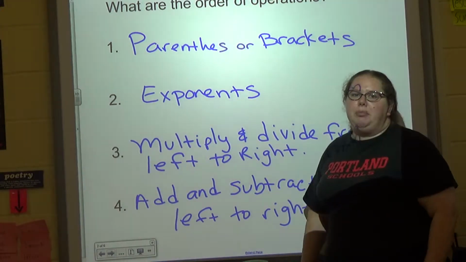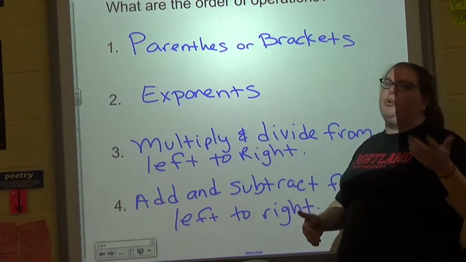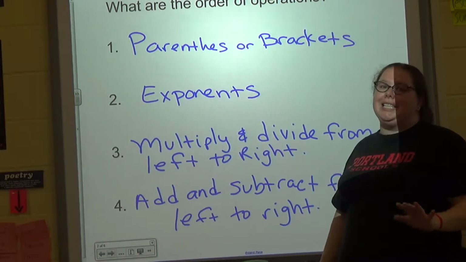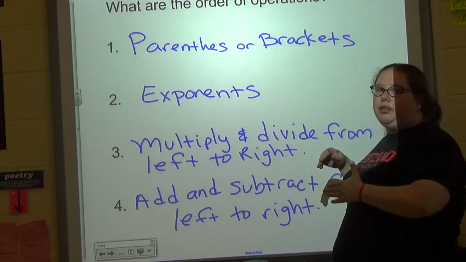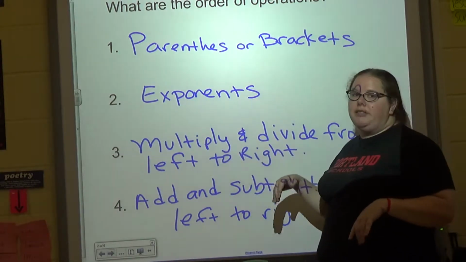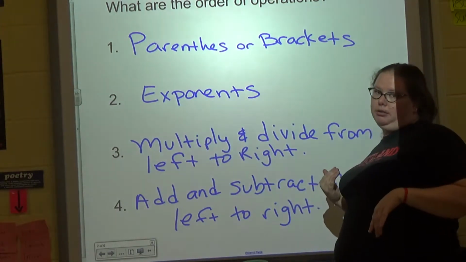A lot of people are convinced that adding always comes before subtraction, but that's not true. If you just have adding and subtracting, remember you go left to right. Just like with multiplying and dividing, you go left to right.